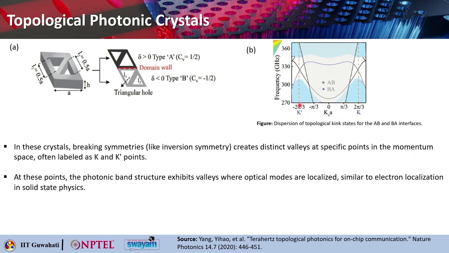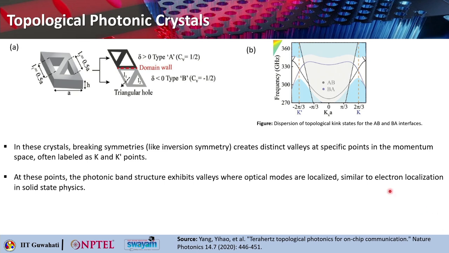So the blue region highlights the projected bulk dispersion, and the black dashed lines show the light lines. The blue and black dots show the dispersion of the kink states at the AB and BA interfaces. So these are the two interfaces. And k_x denotes the wave vector along the domain wall, and a is the periodicity.